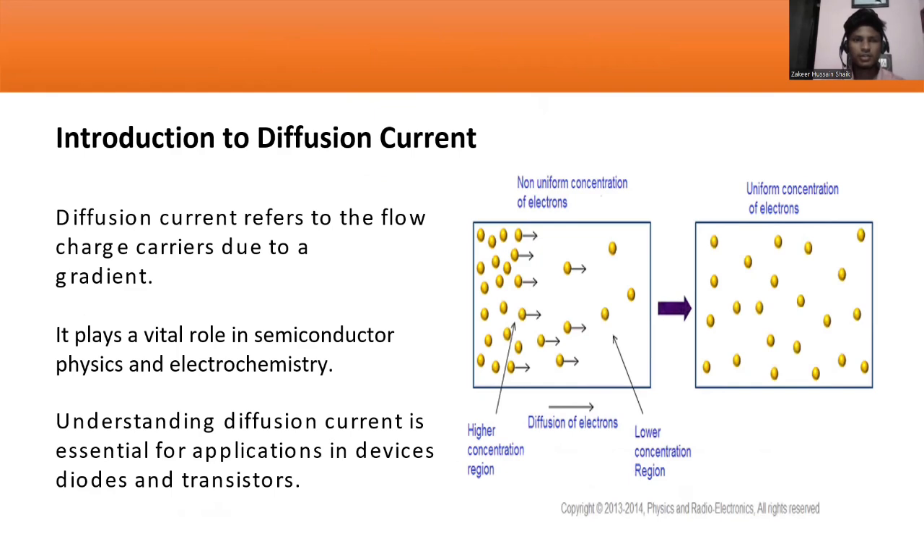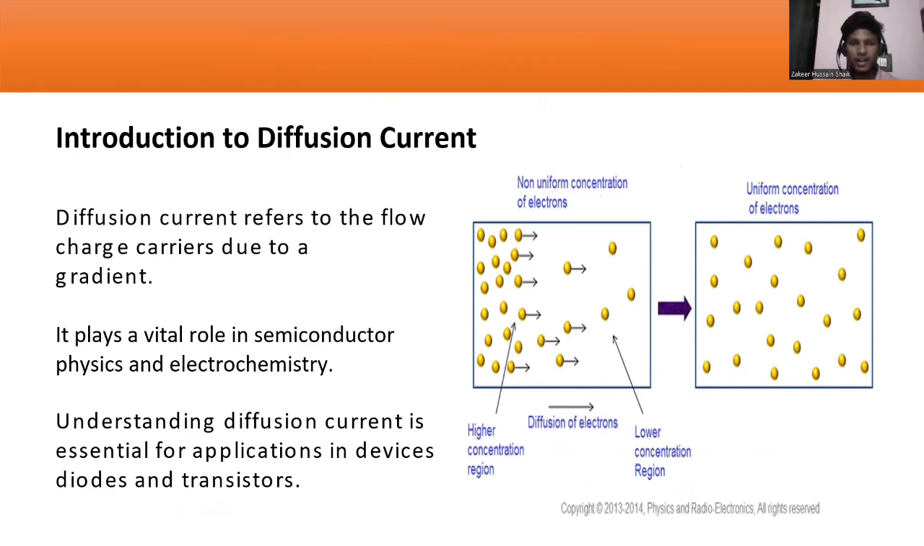Here, introduction to diffusion currents. Diffusion current refers to the flow of charge carriers due to a concentration gradient. It plays a vital role in semiconductor physics and electrochemistry. Understanding diffusion current is essential for applications in devices, diodes, and transistors.